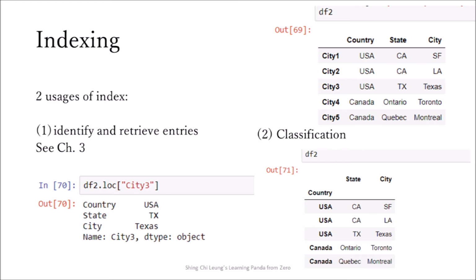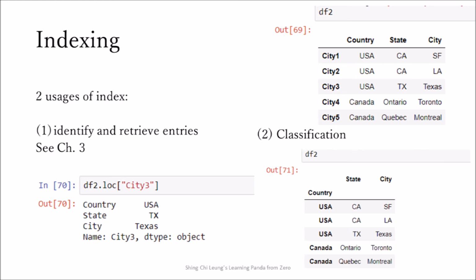Another use of the index is to classify entries. In the right example, if we set up the index name in the way that the country becomes the index, we can see that all cities in the United States share the same key or the index, and similarly for the cities in Canada. In this sense, the index has a similar function as the English dictionary, or dictionary of any languages.